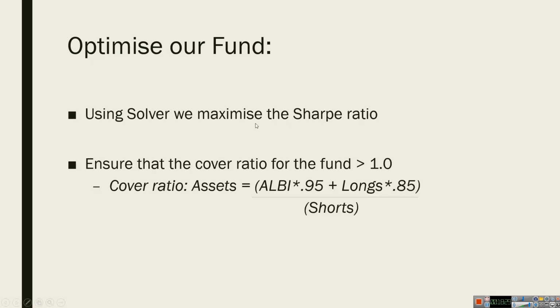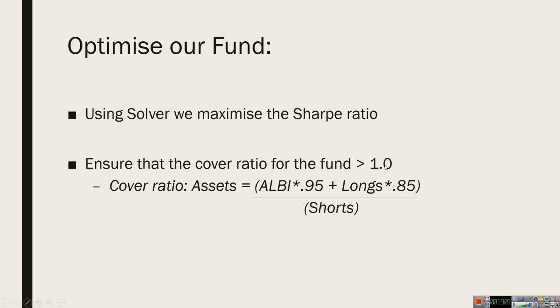And we also need to check that we don't get into trouble with our cover ratio for our hedge fund. So we just note that we need to make sure that our assets are more than our liabilities, if you like. And so we've got our money sitting in cash. We're giving that a 5% haircut. We've got our long portfolio, which we're giving a 15% haircut. We're dividing that by the total value of our short portfolio, and that number needs to be above 1.